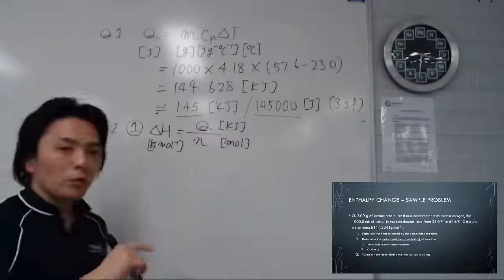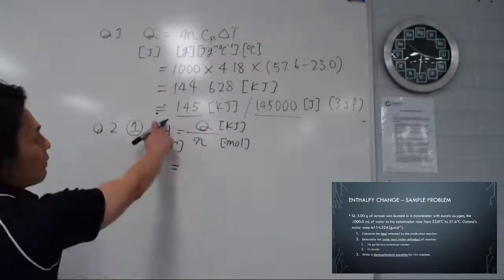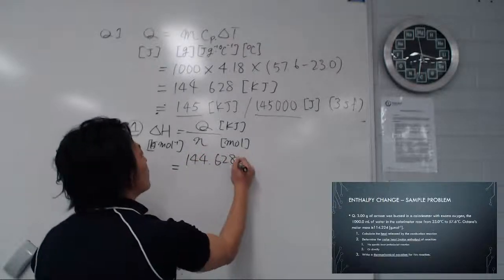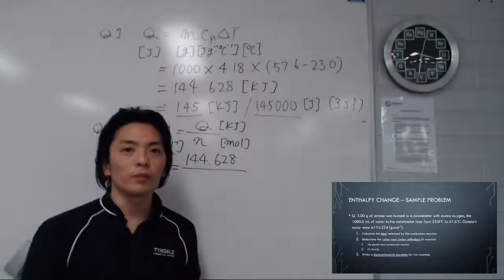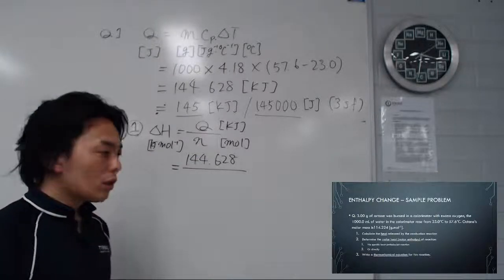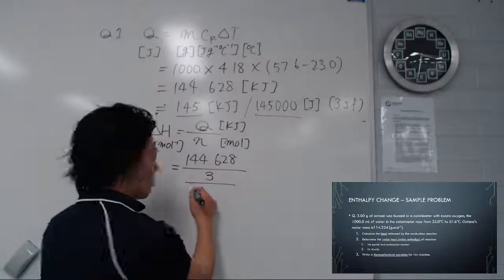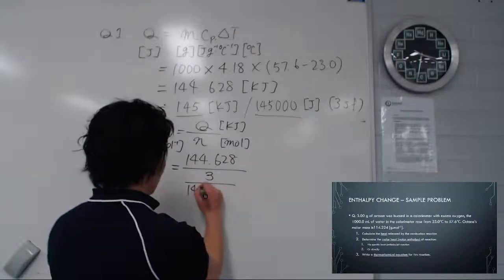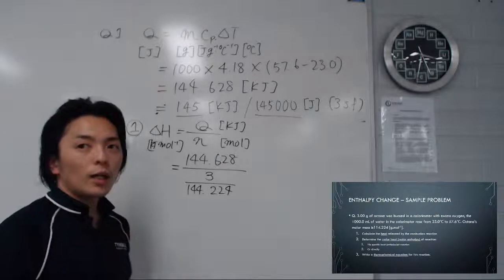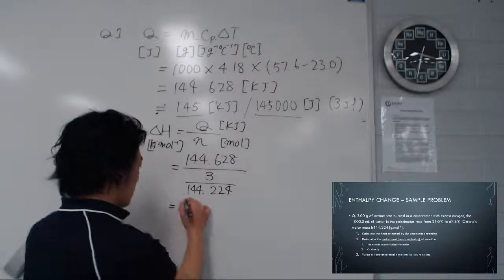All right, now we found Q, didn't we? So let's use that. By the way, you can't use 145. That's already a rounded up value, so you want to keep the original value for your second calculation. And for number of moles, you have to look at the question. 3 grams was used, and molar mass is given as 144.224. If you put that in your calculator, you should be able to get 5506.